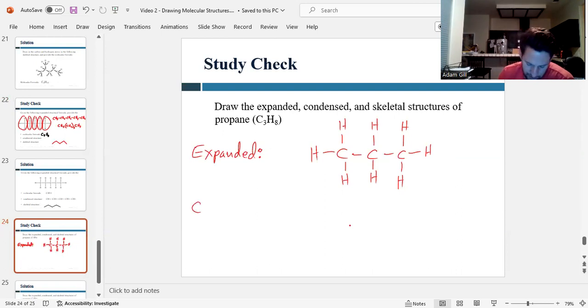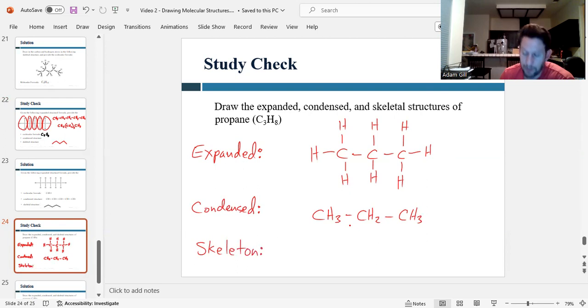Now let's do our condensed. Well, if we wanted to condense this, it looks like it's going to be a CH3 connected to a CH2 connected to a CH3. And then the skeleton, we're only drawing the bonds between the carbons, which would just be 2 bonds between carbons. So 1 carbon, 2 carbons, 3 carbons.